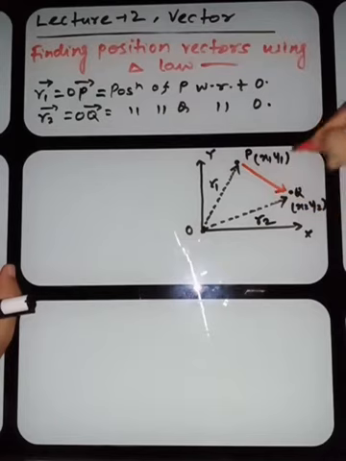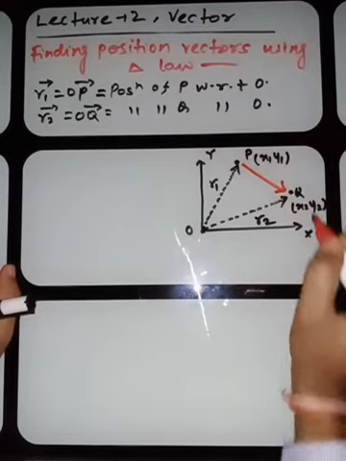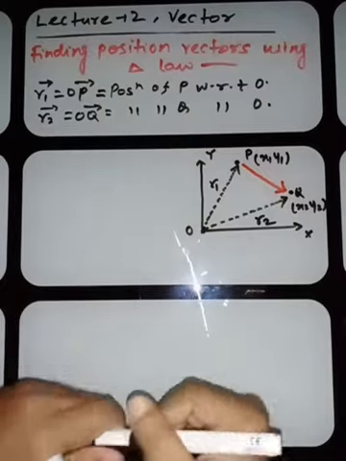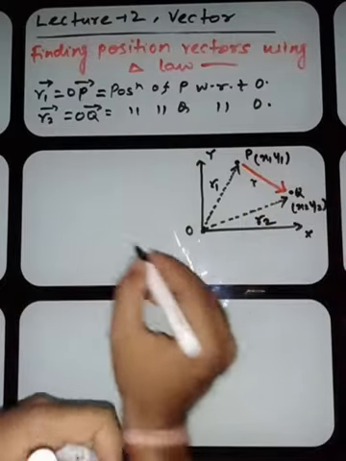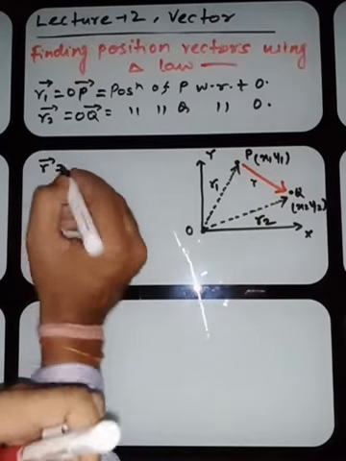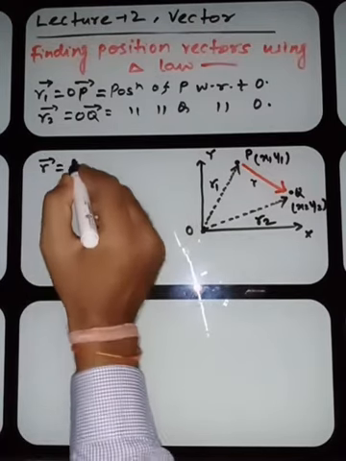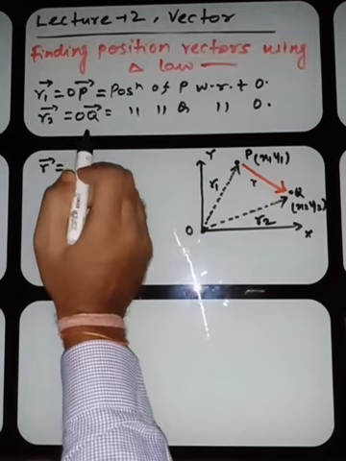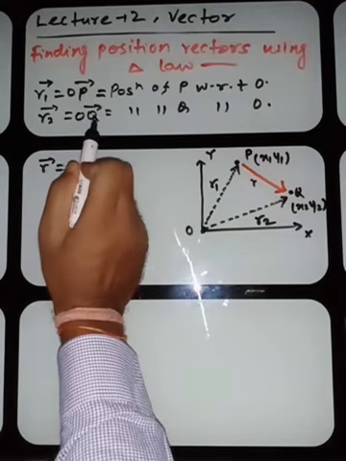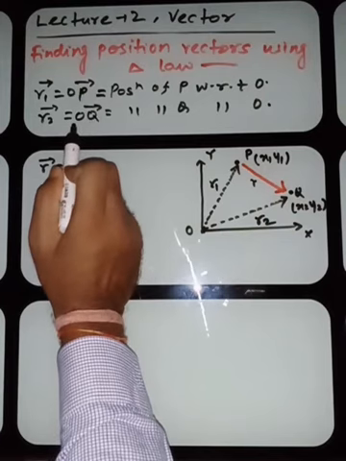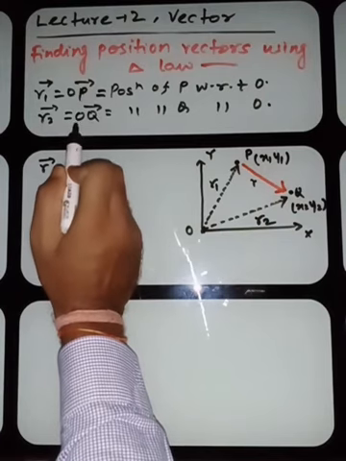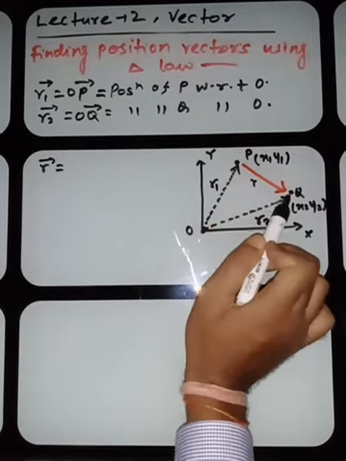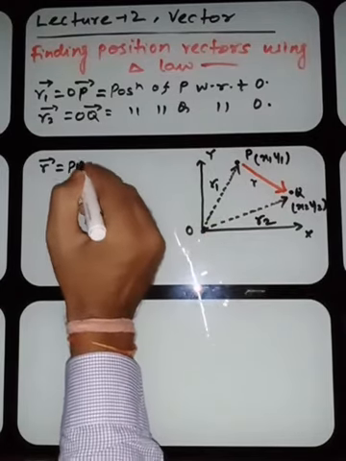Okay. What will you write for this one? Suppose this is R, then you will write vector R. Remember what we used to write: if we have written OQ, it means the arrow starts from O and reaches Q. Here the arrow starts from P and reaches Q, so we have to write PQ.